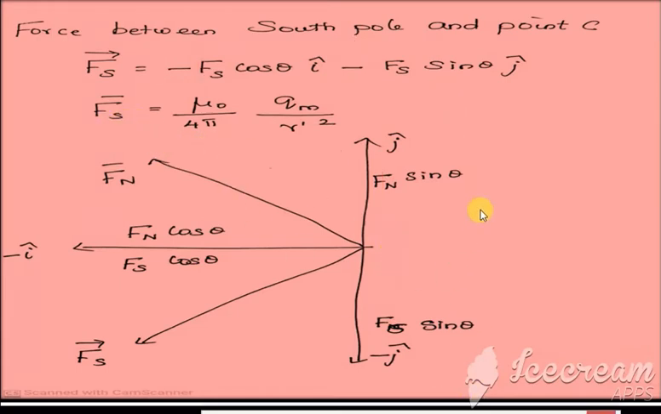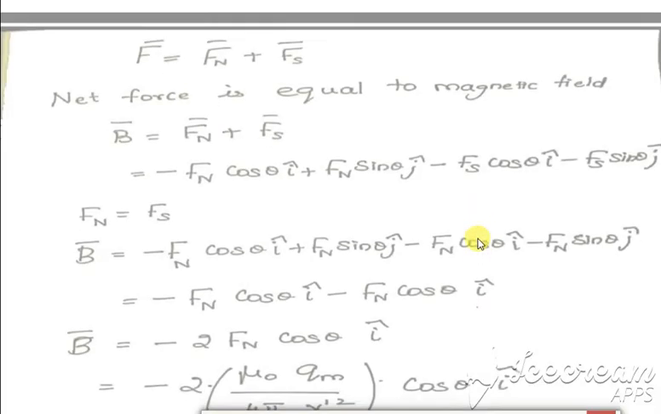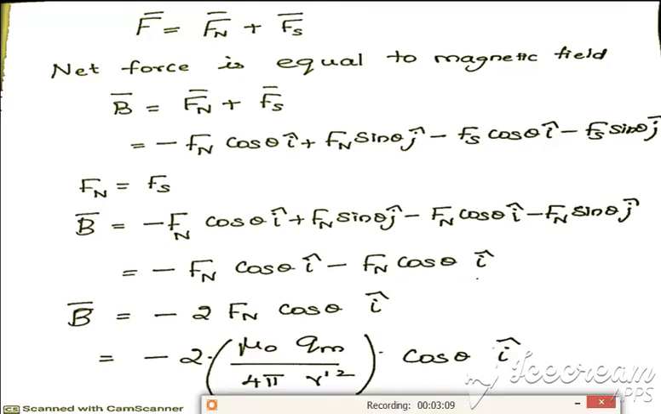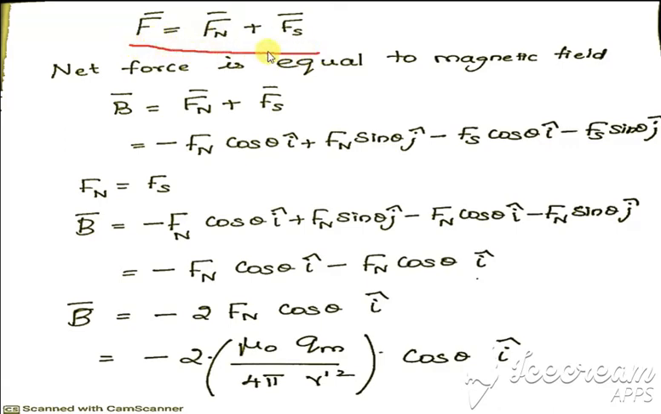Okay, so taking those two equations, we'll be writing the next one, which is F is equal to Fn plus Fs, because of the force due to north pole and south pole. The net force is equal to the magnetic field. Already we have written in the axial line also, that F is equal to B. Same way here also the force is equal to the magnetic field. So instead of this F, I am going to write B.